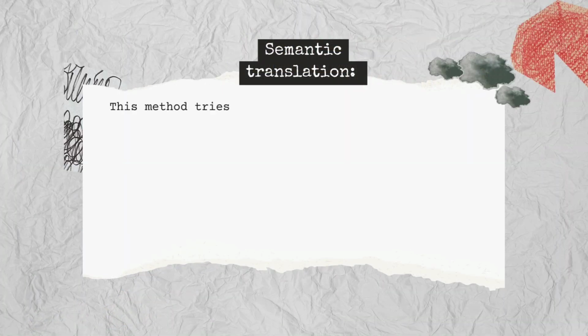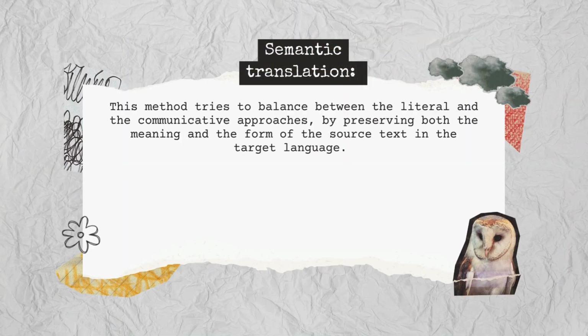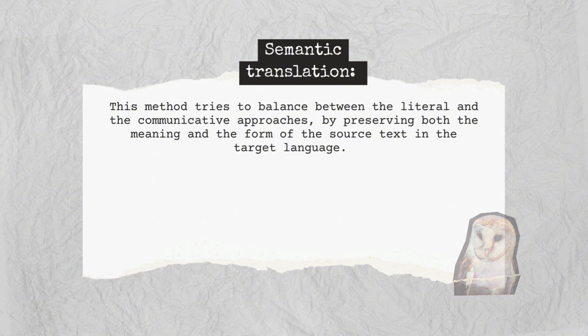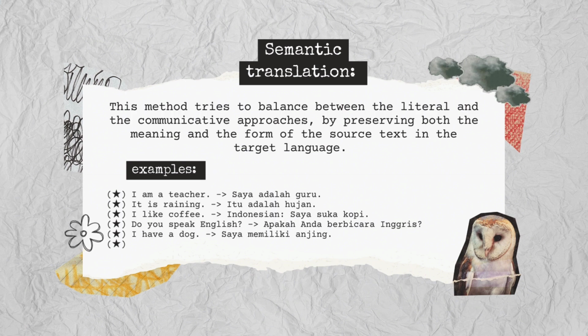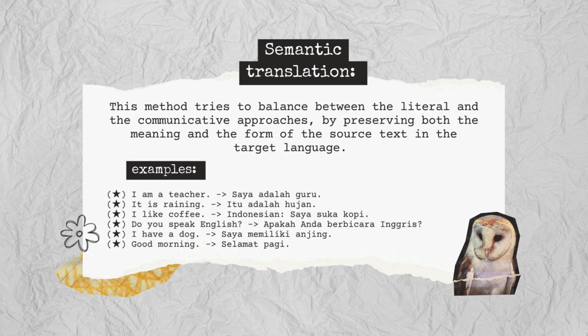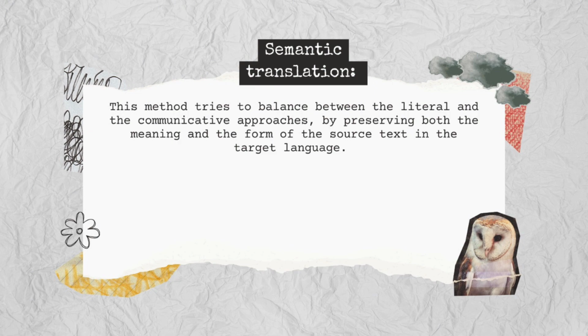And the last one, we move to the next method, which is semantic translation. This method tries to balance between the literal and the communicative approach by preserving both the meaning and the form of the source text in the target language.